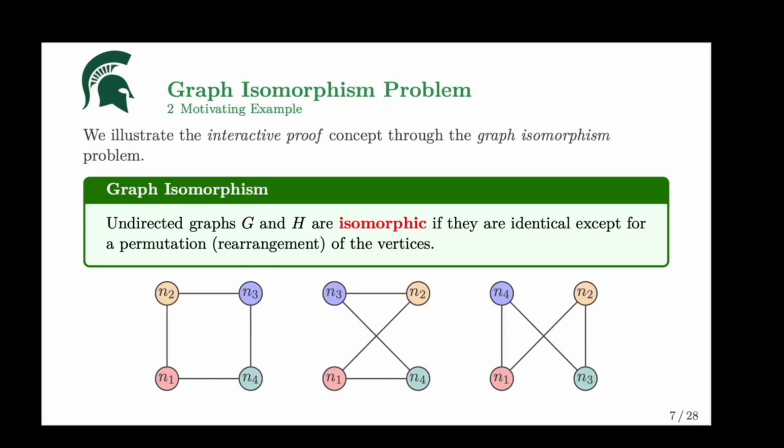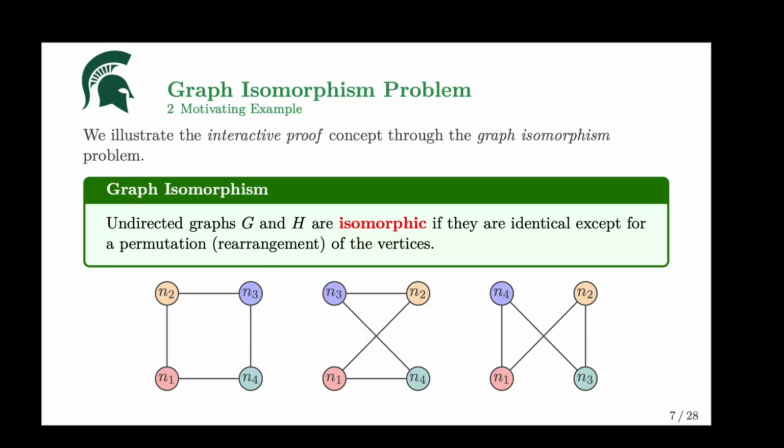So let's consider the graph isomorphism problem. Two graphs G and H are isomorphic if they are identical except for a rearrangement of their vertices. For instance, you can take the graph on the left and exchange the positions of vertices n2 and n3 without altering the edges, and you will arrive at the graph in the center. This shows that despite their shapes, the two graphs are isomorphic. This is also the case for the graph on the right.